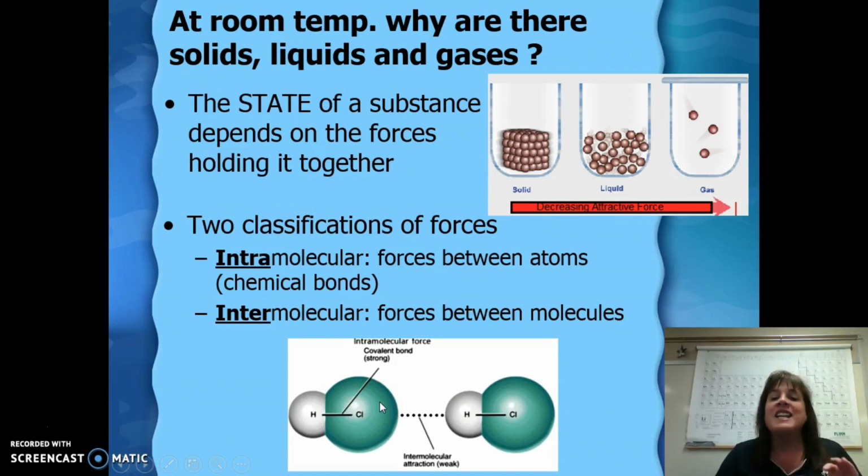The other type are intermolecular forces. Inter is the force between molecules. So intra is the chemical bonds inside. Inter is between molecules. You can kind of think about it like an introvert is someone who's really inside themselves, really quiet, keeps to themselves, where someone with good interpersonal skills is good with other people. So intra, inside, inter, outside.